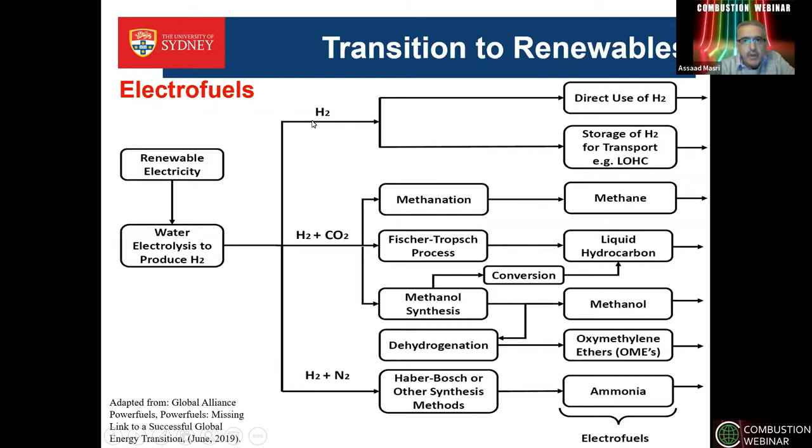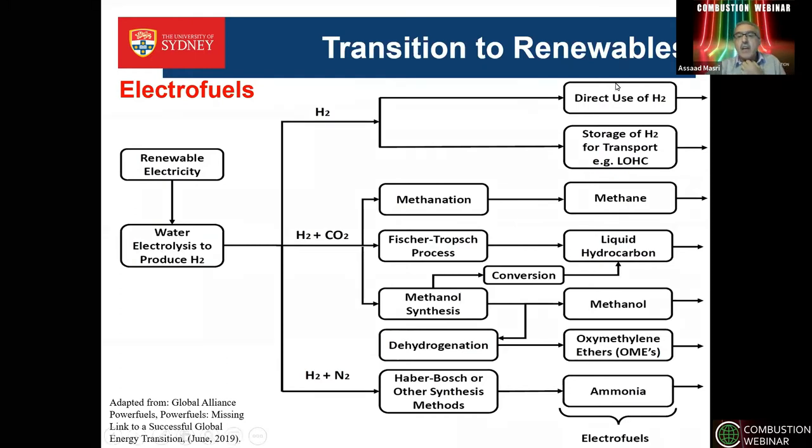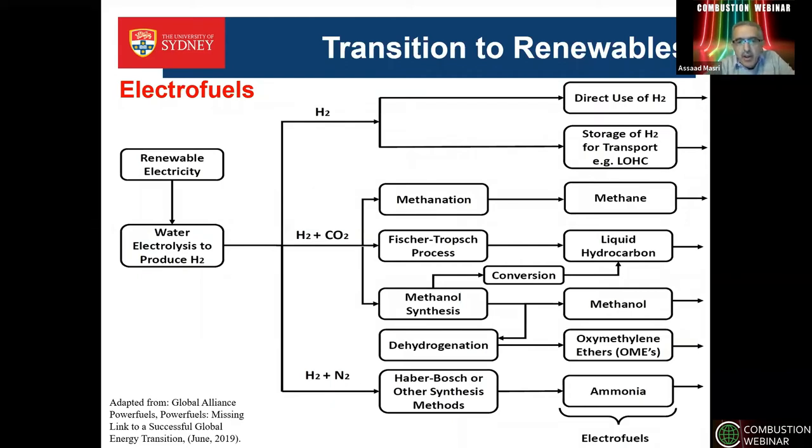Now, the hydrogen has one of three possible fates. It can be used directly in fuel cells, or it can be burned, or it can be stored in liquid organic hydrogen carriers and transported to other locations for use. Another possible fate for the hydrogen is that it's combined with CO2, where the CO2 is sequestered from existing industrial processes, or it is obtained from the atmosphere, and then it's subjected to a range of processes: methanation, Fischer-Tropsch processes, methanol synthesis, and dehydrogenation to produce fuels like methane, liquid hydrocarbons, methanol, or oxymethylene ethers with various ranges, OME0 to OME5 or 6, which are standard hydrocarbons.